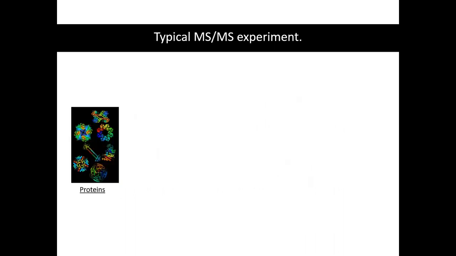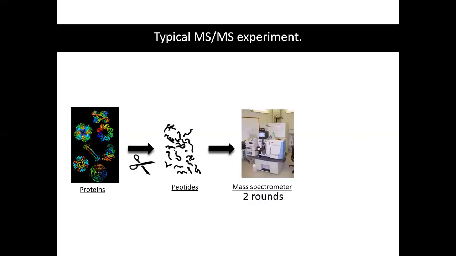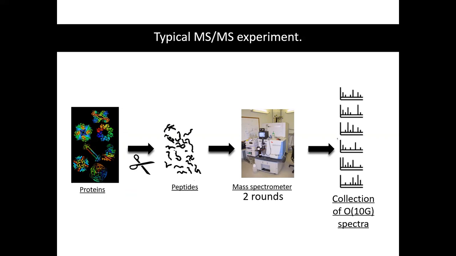A typical mass spec experiment is as follows. We begin with our complex sample, which is comprised of proteins. Now, proteins can be quite long and difficult to analyze. So we cleave these proteins into shorter subsequences called peptides. Each peptide then undergoes 2 rounds of mass spectrometry so that at the output of this entire process, we obtain a massive collection of spectra. Each spectrum in our collection is representative of a peptide from the original complex sample.